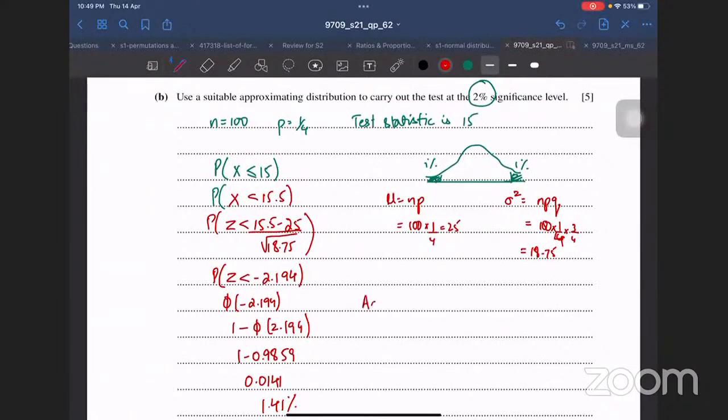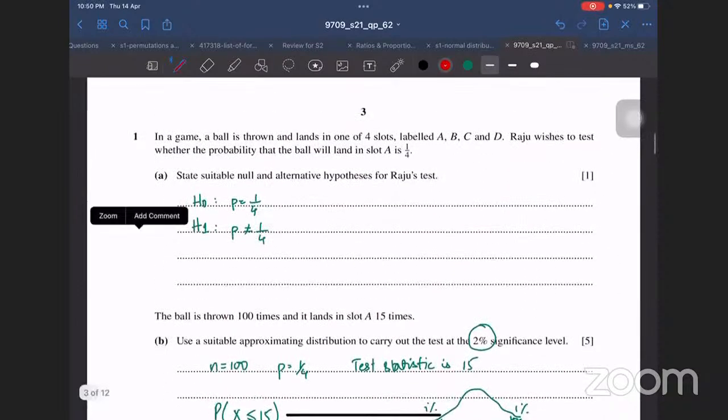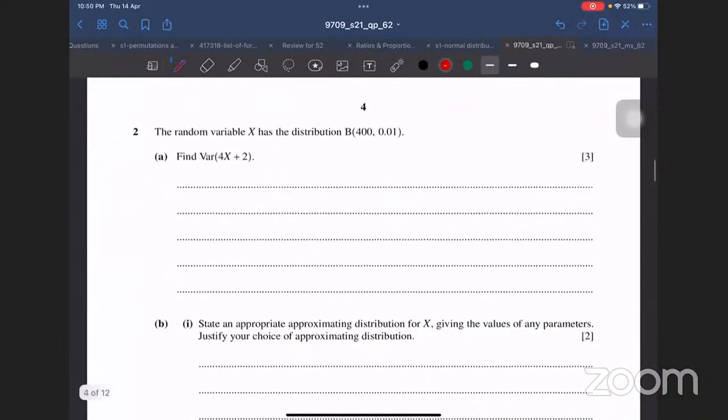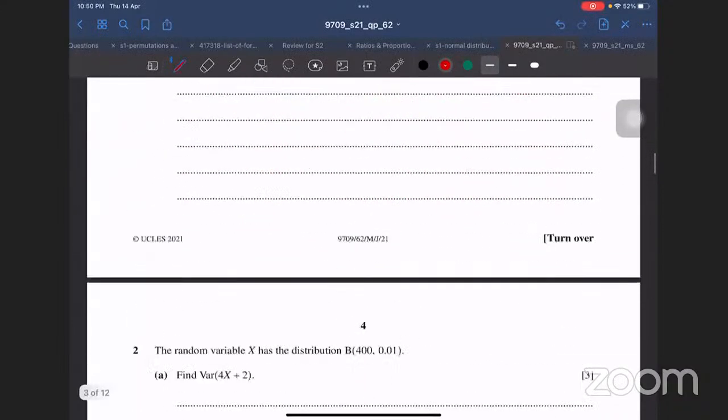Okay, so 1.41%. So I'm going to accept: 1.41% is greater than the 1% that I have there. So accept H naught. There is no evidence to conclude that the probability is different from 1 over 4. Okay, that was the first question.